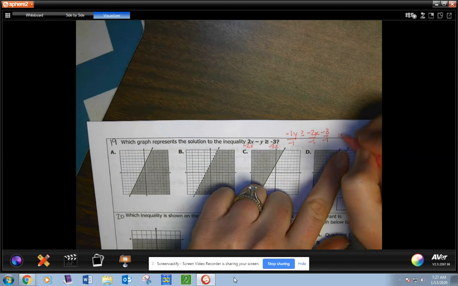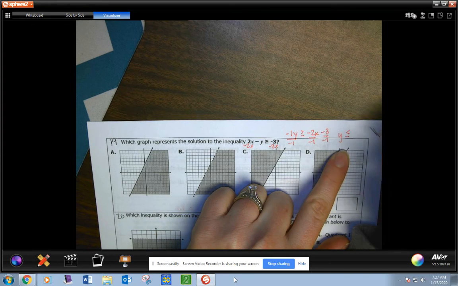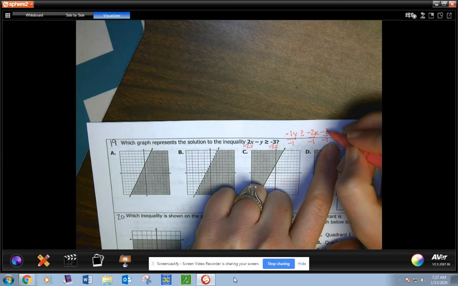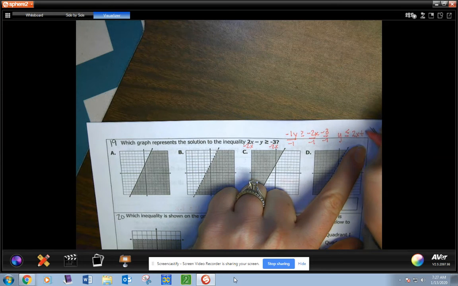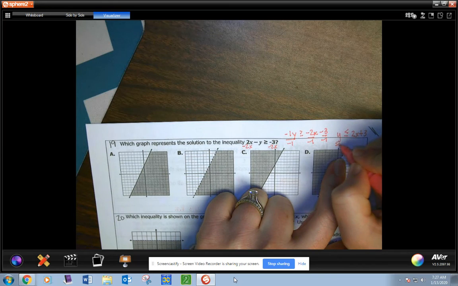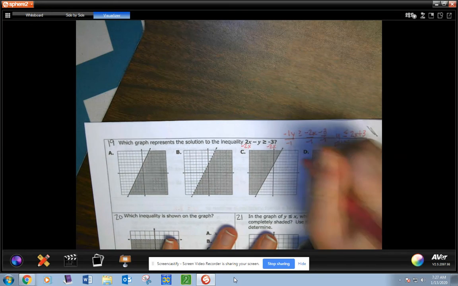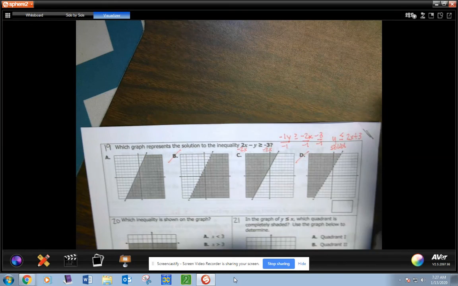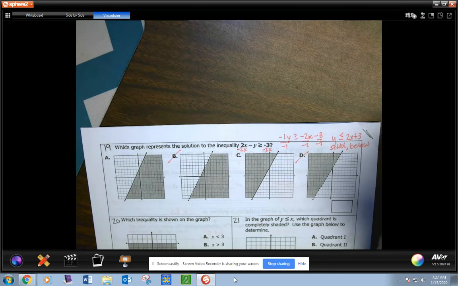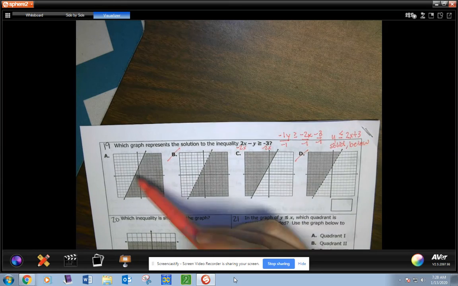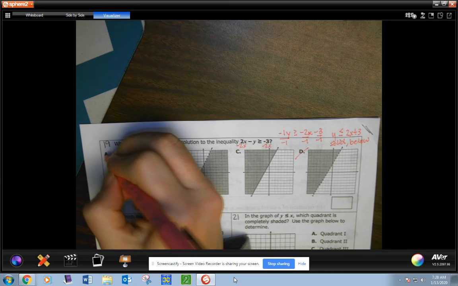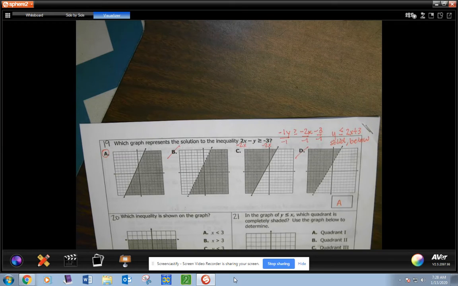When you divide by a negative, don't forget you must flip the inequality. And so -2 divided by -1 is +2. And -3 divided by -1 is +3. Now that y is by itself, you read your inequality. This would be a solid line. So I'm going to actually throw away d and b right away. And we should be shading, since it's now less than, we should shade below. So if you look, both the lines are in the same spot. They just shaded a different area. So you want to make sure you get the below, which is A.